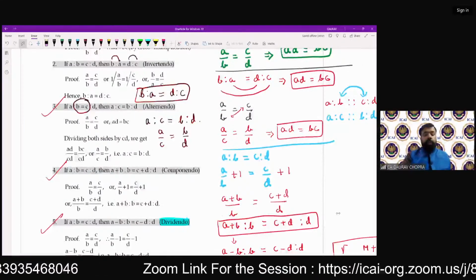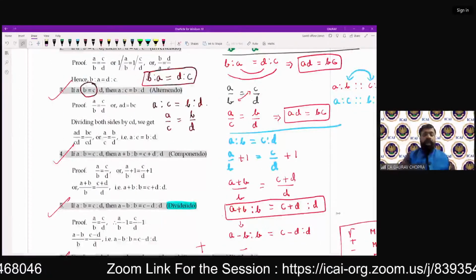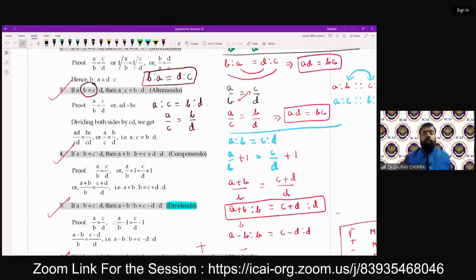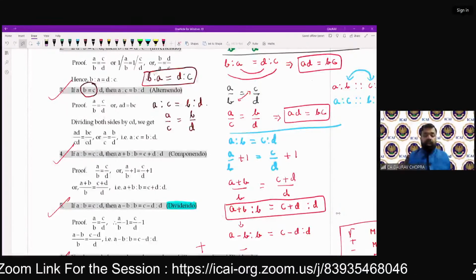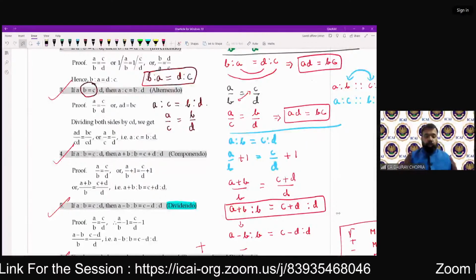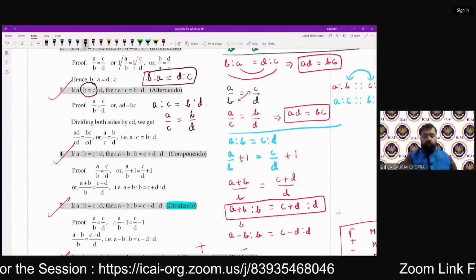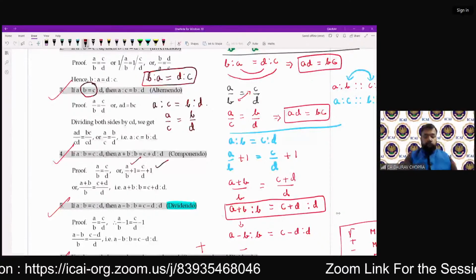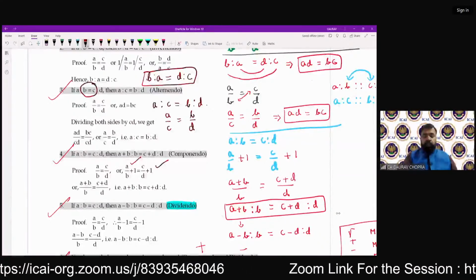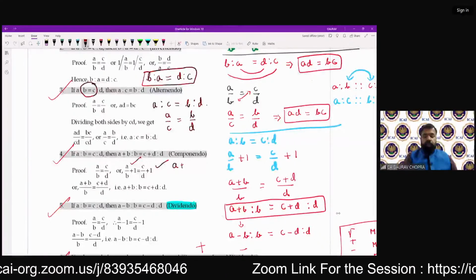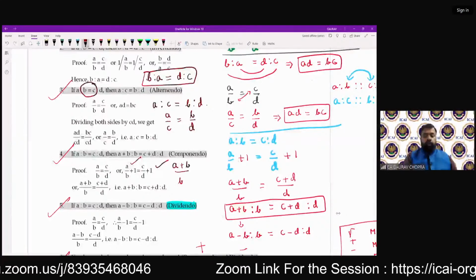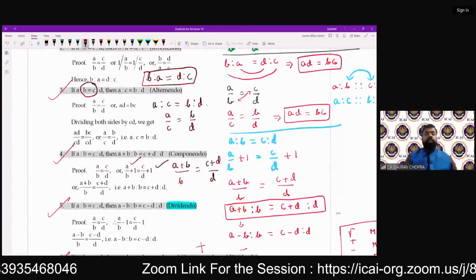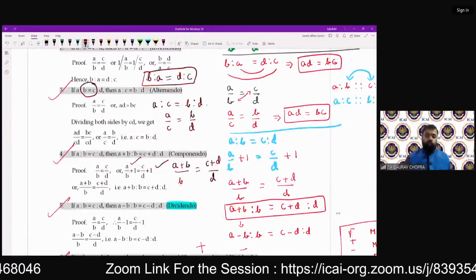Then the next property is about componendo. Componendo means adding one to both the ratios. It is known as componendo. So if you add one, A by B plus 1 and C by D plus 1. On simplification, we are getting A plus B upon B is equal to C plus D upon D. So this type of ratio is known as componendo.